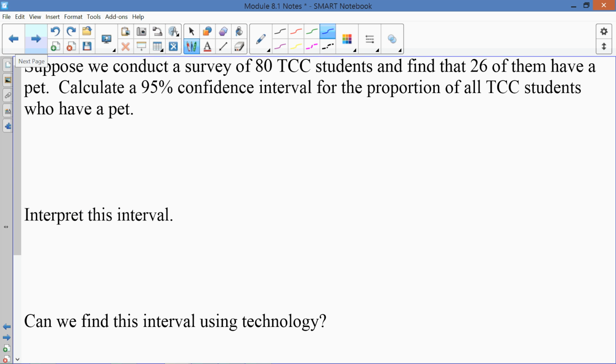All right. So now we say, okay, suppose we conduct a survey of 80 TCC students and find that 26 of them have a pet. So now we're no longer assuming that we know 30% of the population have a pet. It says create a 95% confidence interval for the proportion of all TCC students who have a pet.